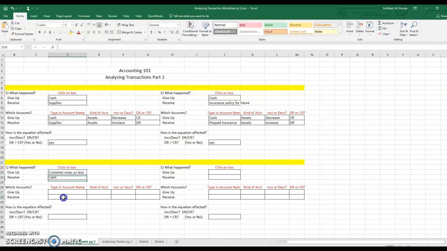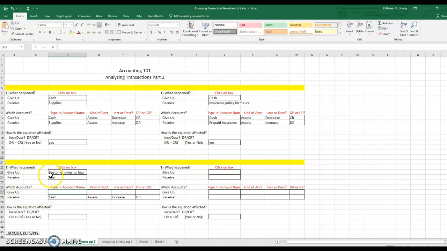For the receive cash, we're going to use the account called cash. We know that's an asset. We received it, so we have more cash than we did 5 minutes ago, and an increase in an asset is a debit.